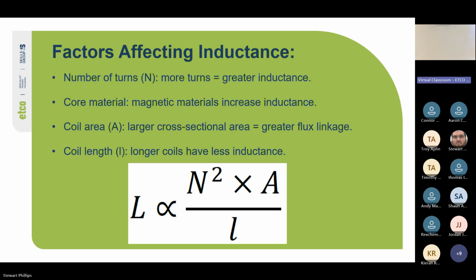Yeah, more turns for the less length. So it's the coil length, how long it takes to get from one point back around on itself. So we have longer coils, less inductance; more turns, more inductance.